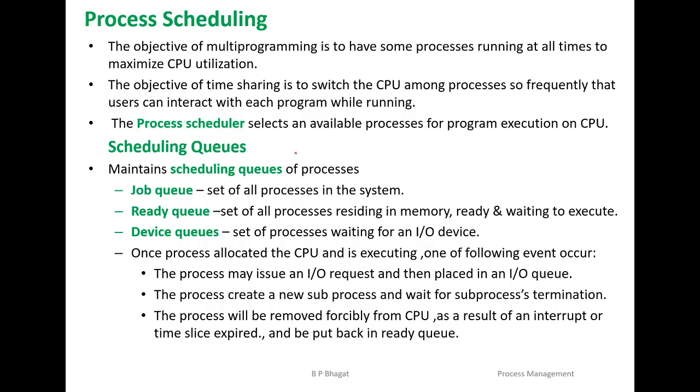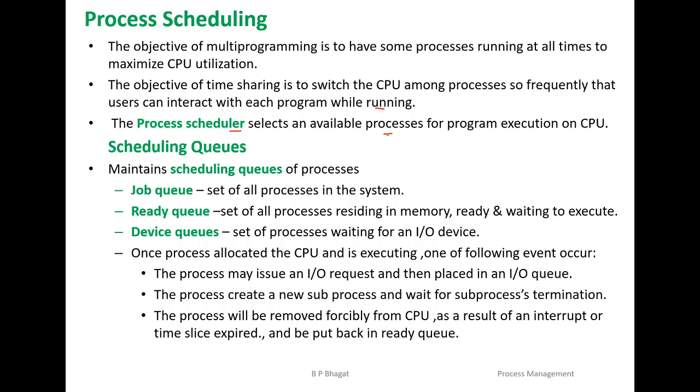The objective of multiprogramming is to have some processes running at all times in order to maximize the CPU utilization. The objective of time sharing is to switch the CPU among processes so frequently that the user can interact with each process while running. To do this, the process scheduler selects an available process for execution onto the CPU.